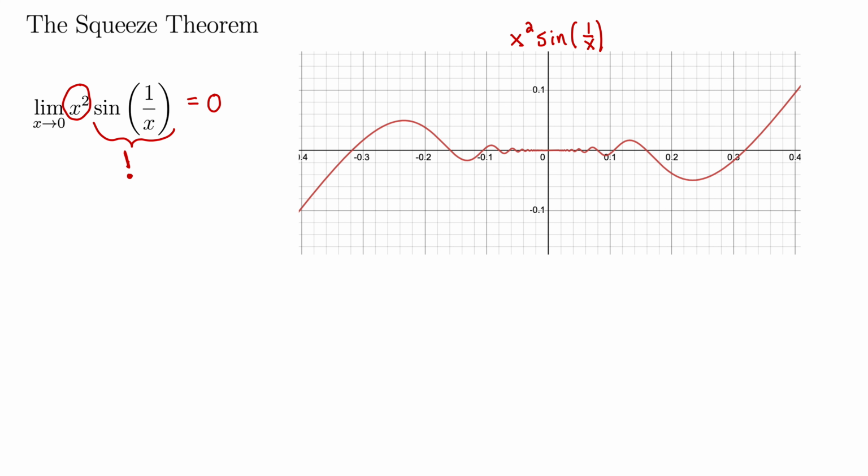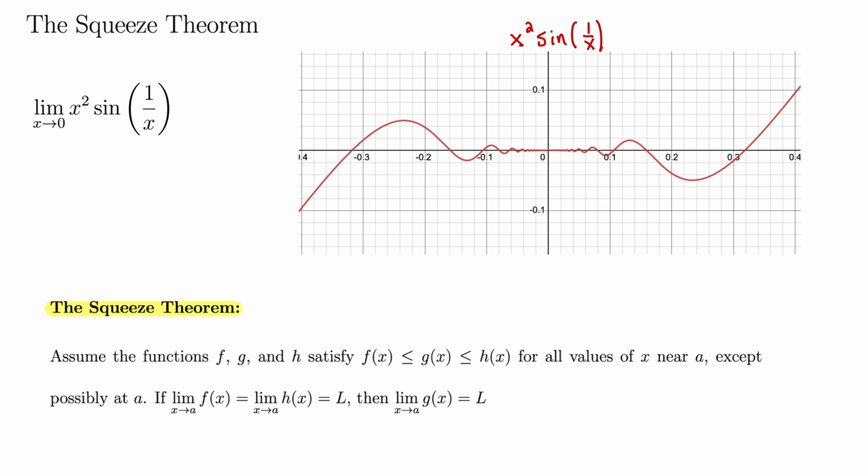But how can we justify that analytically? Well, this is where the squeeze theorem comes in. The squeeze theorem says: assume the functions f, g, and h satisfy f of x less than or equal to g of x less than or equal to h of x for all values of x near a, except possibly at a. Then, if the limit as x goes to a of f of x equals the limit as x goes to a of h of x equals L, then the limit as x goes to a of g of x equals L.